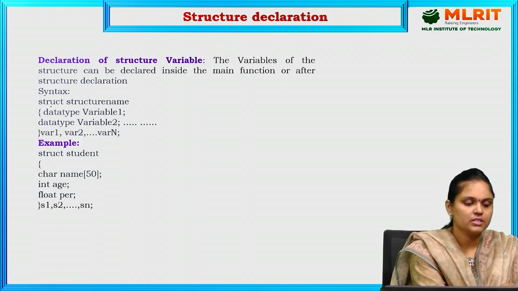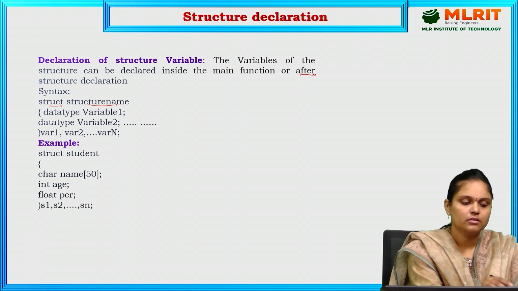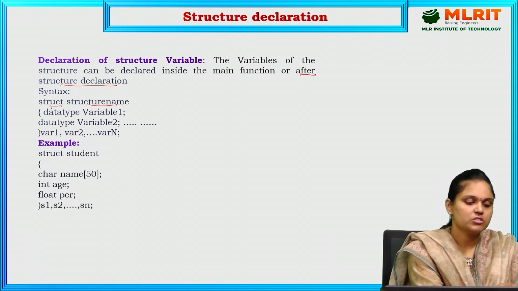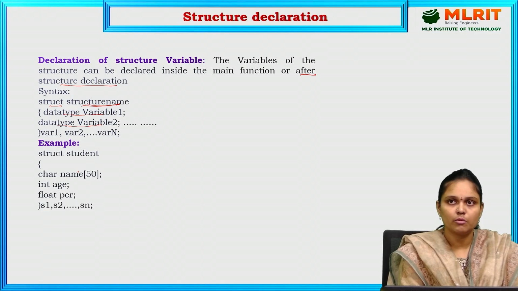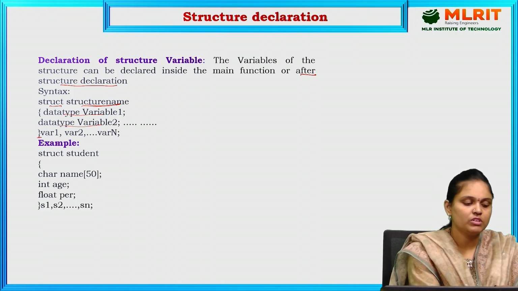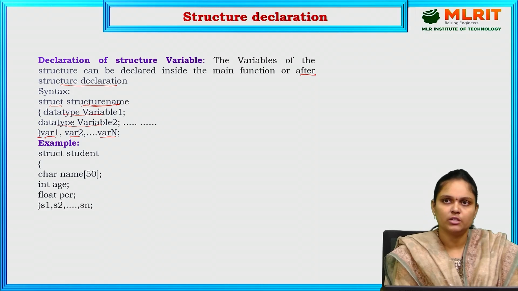See here, the syntax is structure name. So this is after the structure declaration. So the variables we can also create after the structure declaration. So structure name, and these are the members: data type variable 1, data type variable 2, and so on. So n number of variables you can declare. And after the end of these brackets, we are declaring the variables over here: variable 1, variable 2, and so on till variable n. However many variables you want to declare, that many you can declare.